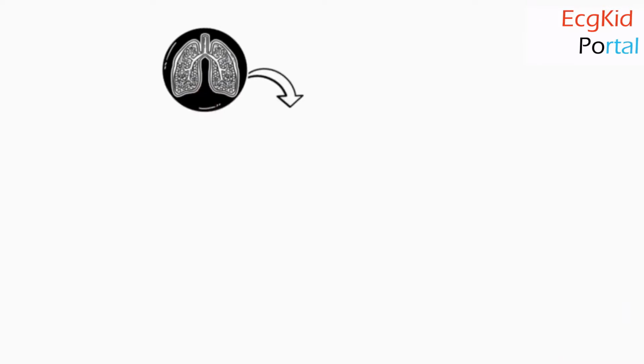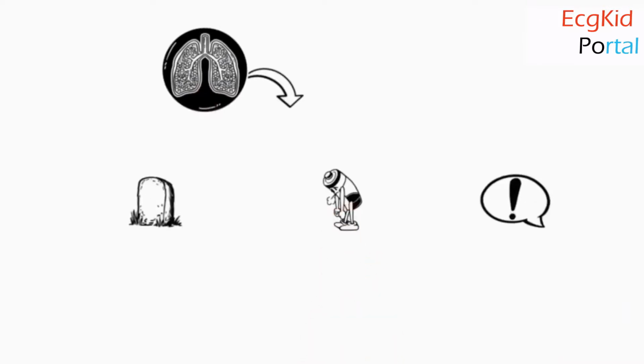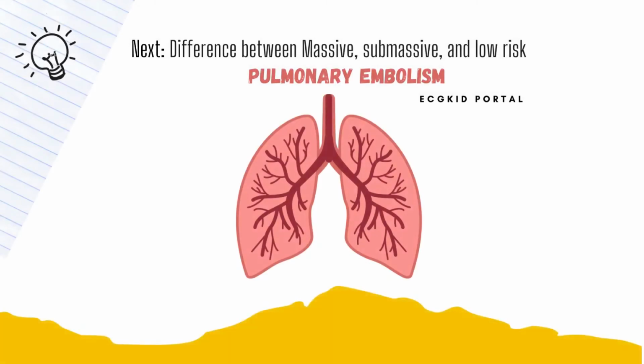Depending on the severity, the PE is classified into massive, submassive, and low risk. In the next lesson, we will learn the difference between massive, submassive, and low-risk pulmonary embolism.